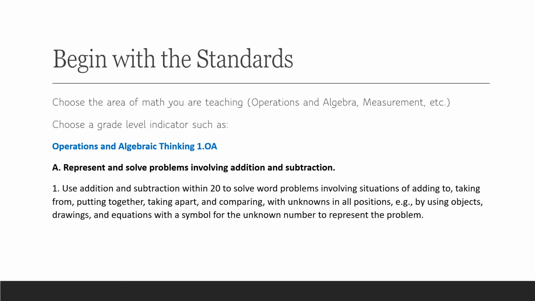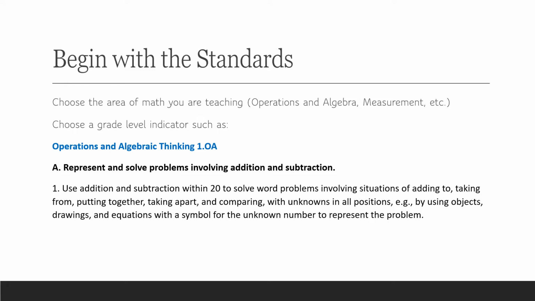And the standard reads, use addition and subtraction within 20 to solve word problems involving situations of adding to, taking from, putting together, taking apart, and comparing with unknowns in all positions. For example, by using objects, drawings, and equations with the symbol for the unknown number to represent the problem. This is quite complex, so we're going to break it down a little bit.